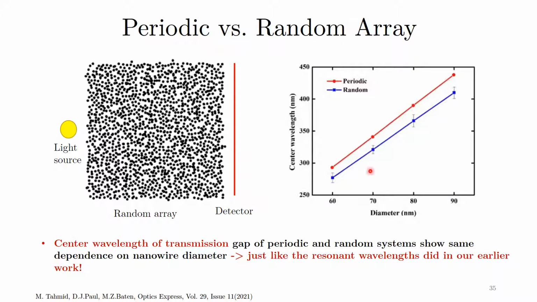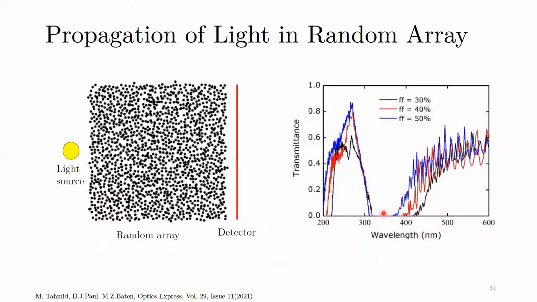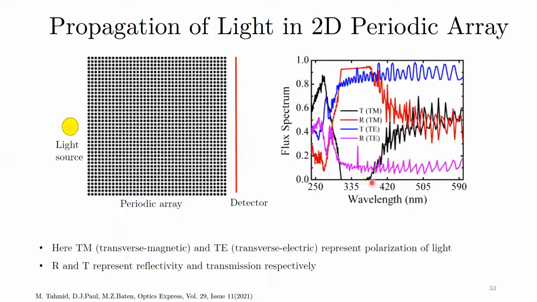So what we did here, the plot that you are seeing here, we have plotted this as a function of diameter, the center wavelength. Now, what do we mean by the center wavelength? By the center wavelength, we mean the center of this transmission gap that we are showing here for the random system, and also the center of the transmission gap we are observing for the periodic system.